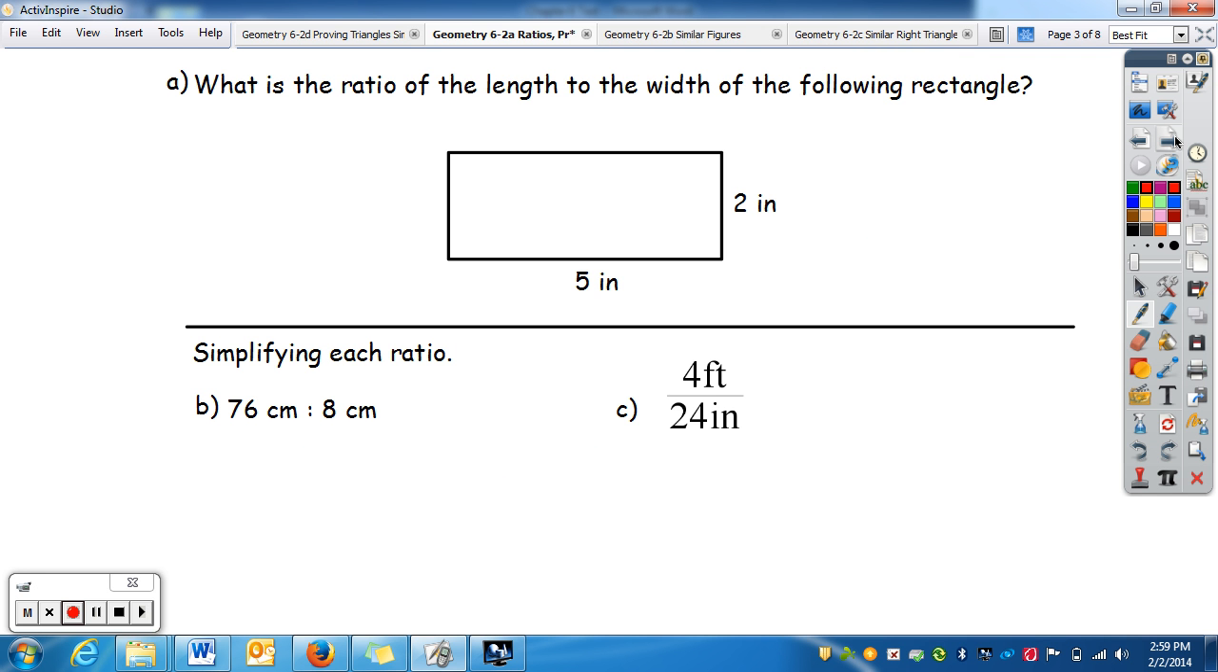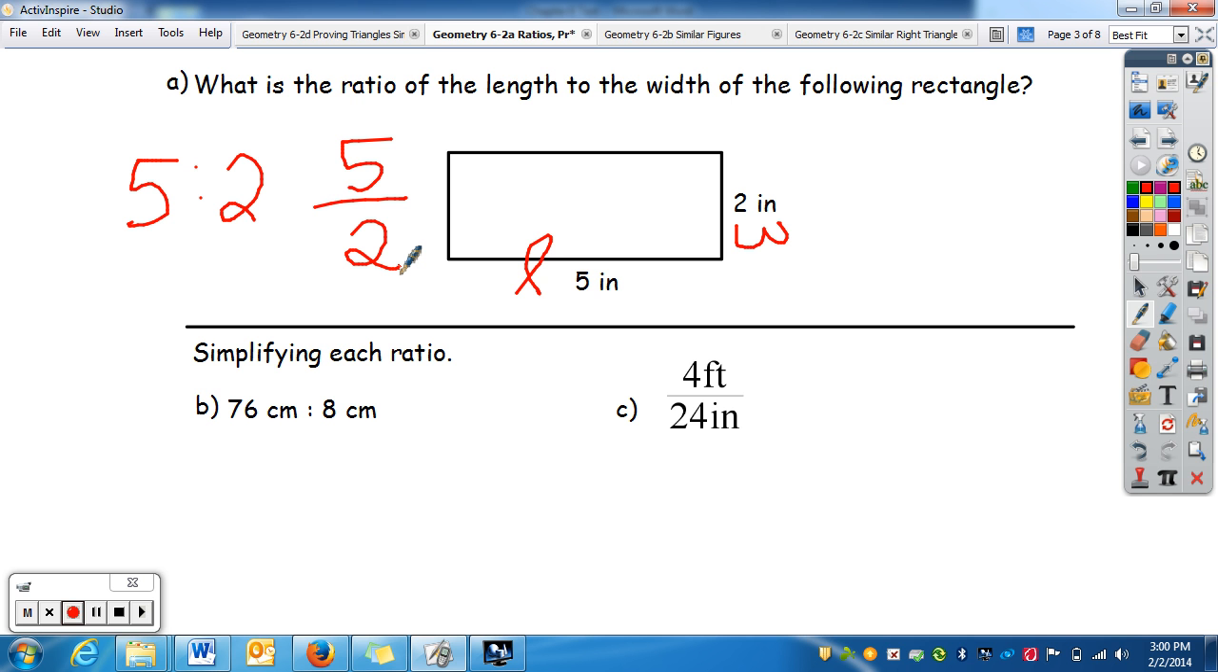So in A, what is the ratio of the length to the width of the following rectangle? So your length, as we're going to say, is 5, and your width is 2. So it is 5:2. Okay? Or we can go 5/2. Either one works.